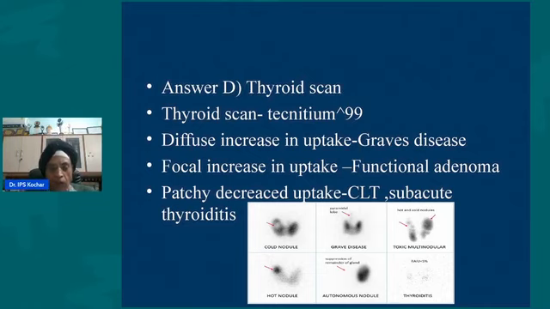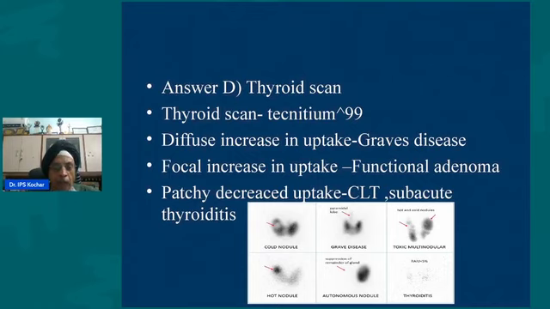Or there may be an area where there's uptake and where there's no uptake. You can see here there's a cold nodule and there is good uptake. So here there's a toxic multinodular goiter. There are hot areas where there's a good uptake and cold areas where there's no uptake. This is called a toxic multinodular goiter. And here you can see a patchy decreased uptake, chronic lymphocytic thyroiditis or subacute thyroiditis. So there's a very low uptake. This is a case of thyroiditis, where low uptake is chronic lymphocytic thyroiditis or subacute thyroiditis.